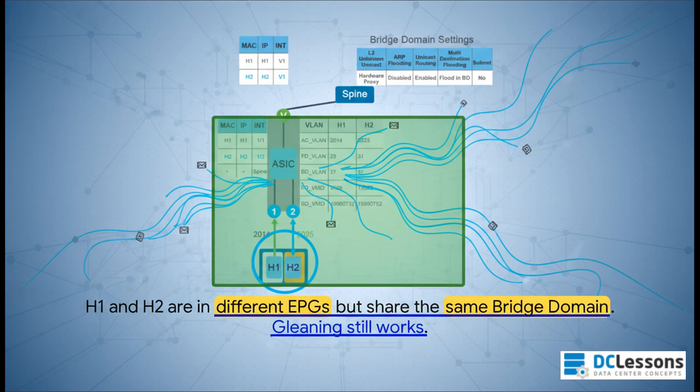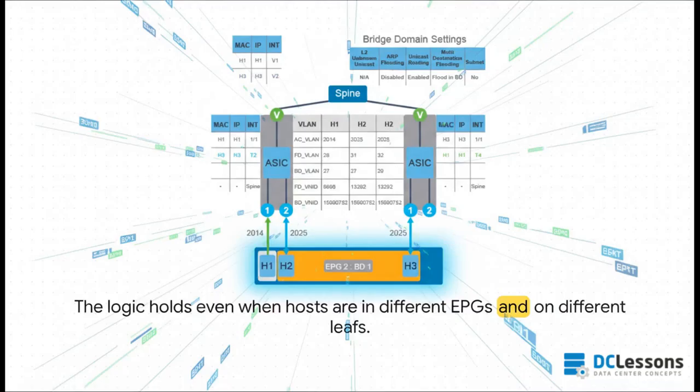Because the bridge domain is the boundary for this kind of traffic, that ARP request from the spine gets sent everywhere inside it. That means it's definitely going to reach H2 no matter which EPG it's a member of. And you've probably guessed it by now, the exact same logic applies even when the hosts are on different physical switches. The main takeaway here is that ARP Gleaning is a layer 2 function. It cares about the bridge domain. All that EPG policy stuff happens separately. If that silent host is anywhere inside that bridge domain, Gleaning's going to find it.